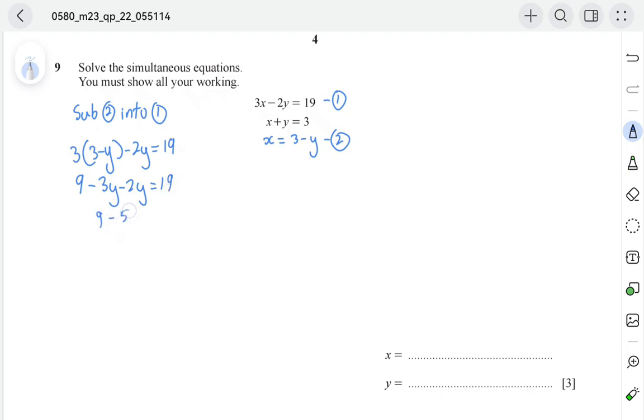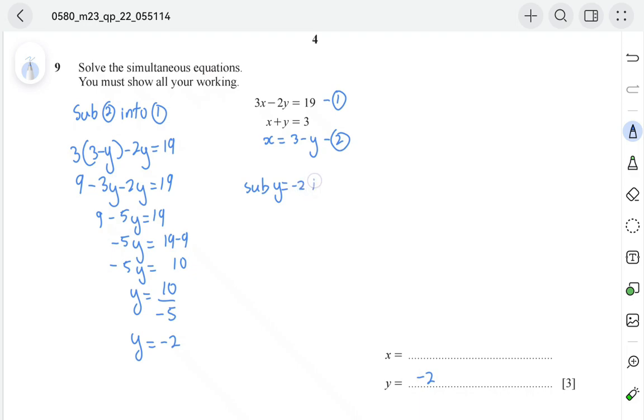Simplifying that, grouping like terms. We get y equals 10 over negative 5. Solving that, y is equal to negative 2. So now let's substitute y equals negative 2 into equation 2. This way we can find x much easier.